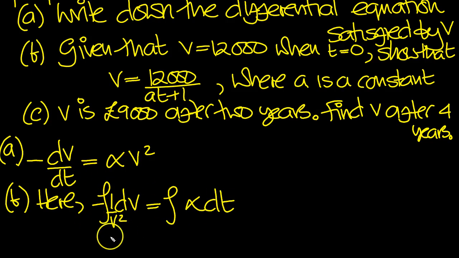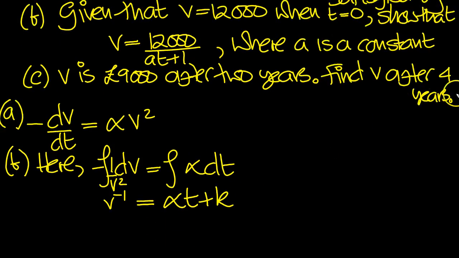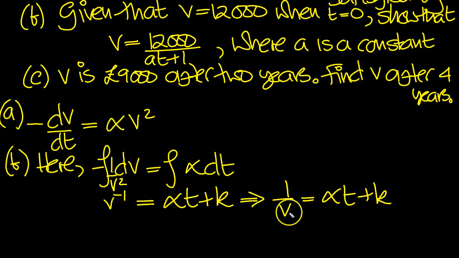So integrate both sides then. This is v to the minus 2, so it's v to the minus 1 over minus 1, but there's already a minus there. So that will just be v to the minus 1 then. Integrate alpha, which is a constant of proportionality, so it's just alpha t plus k. So 1 over v is equal to alpha t plus k. So let's move the v up and read from right to left. So v equals, and then move this alpha t plus k down, 1 over alpha t plus k.